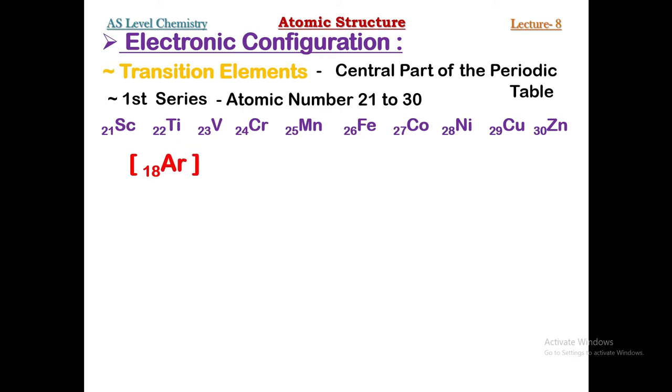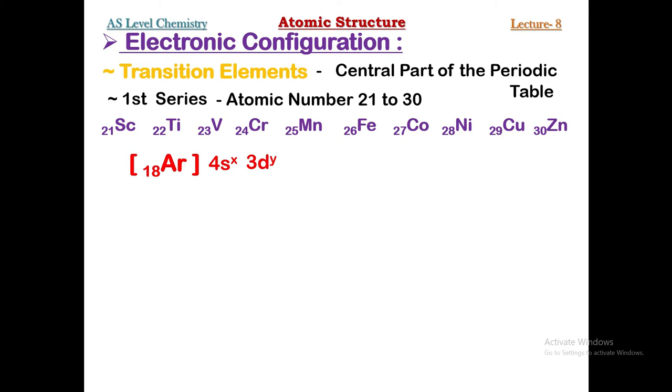After argon, argon represents 18 electrons. After 18 electrons, which subshell is filled? If you just count down 1s2, 2s2, 2p6, 3s2, 3p6. After 3p, 4s comes. So in 4s, there will be x number of electrons. After 4s, electrons are filled into 3d. 3d would have y number of electrons.